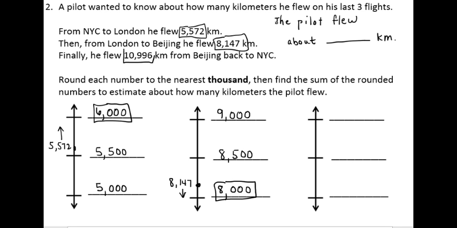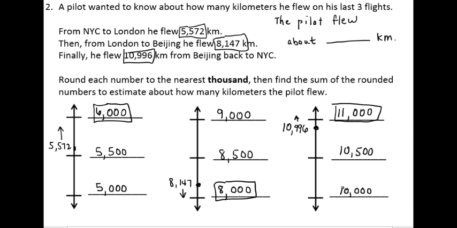And let's round our last number, 10,996. I'll start with 10,000. 1,000 more than that would be 11,000. And the midpoint would be 10,500. To plot 10,996 on the number line means it would fall below the 11,000 mark, but above the 10,500 mark. So we'll put that on. Since this number is past the midpoint, then my number would round up to 11,000.